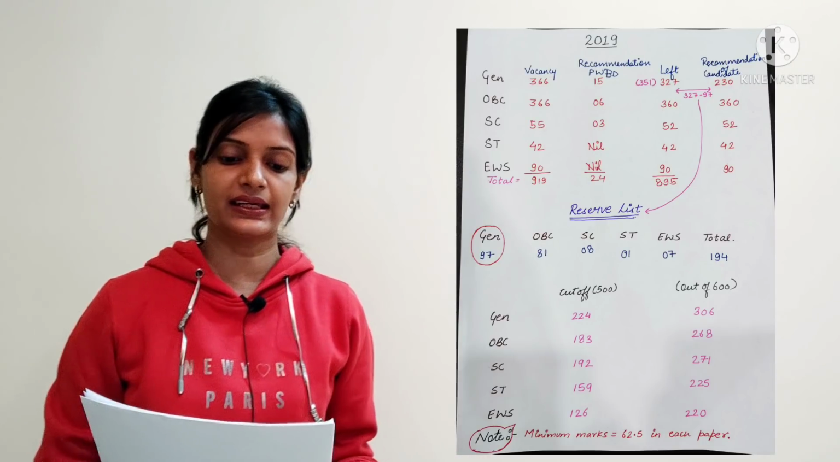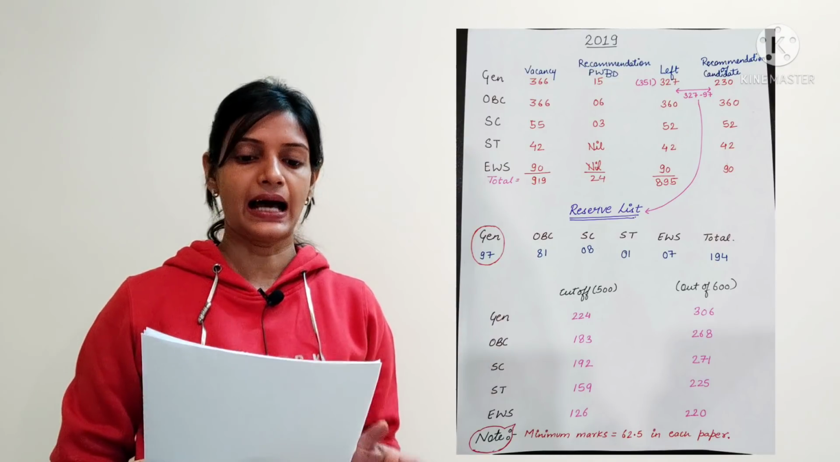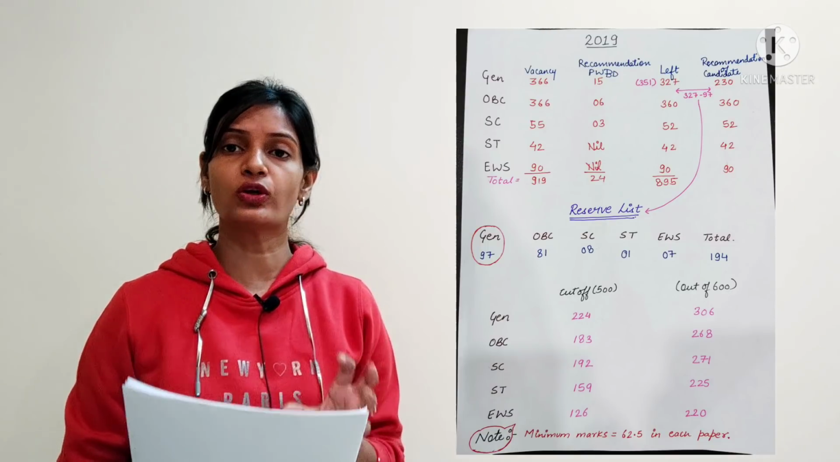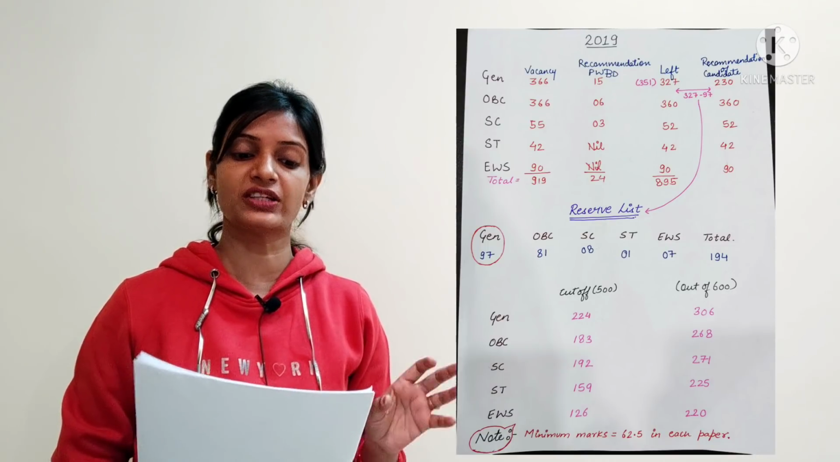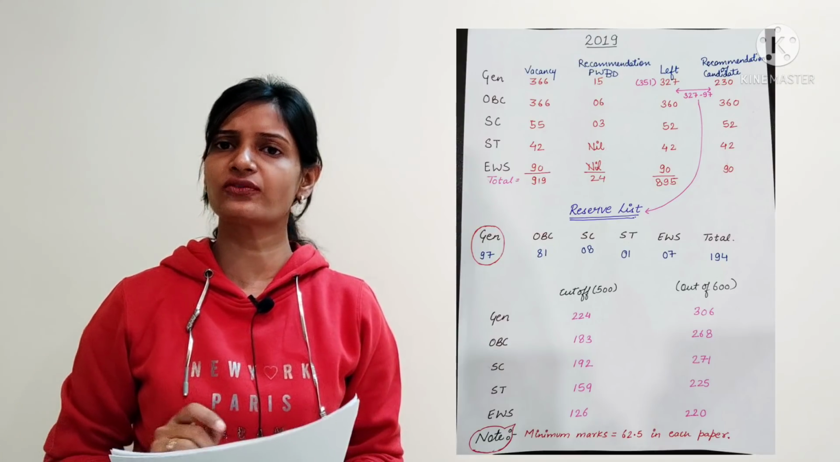On the screen you can see that for the general candidates, I have written the vacancy 366. And after that there is a recommendation of physically handicapped people, 15. So those 15 seats are going to be deducted from the general account. Okay, so what is left is 327 instead of 351.